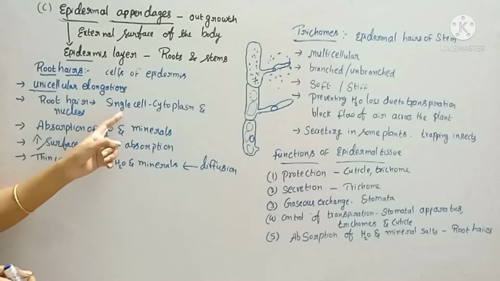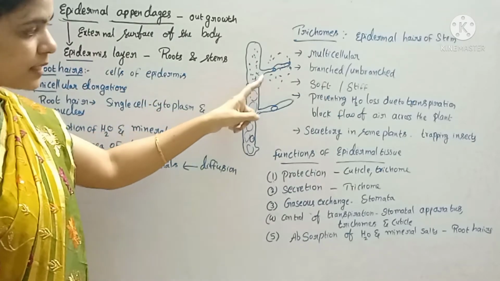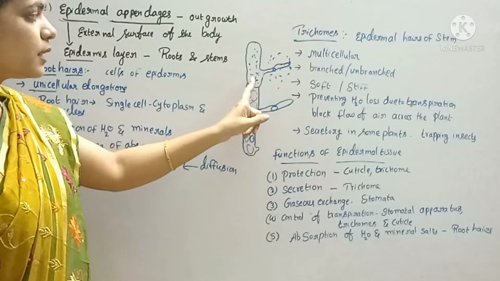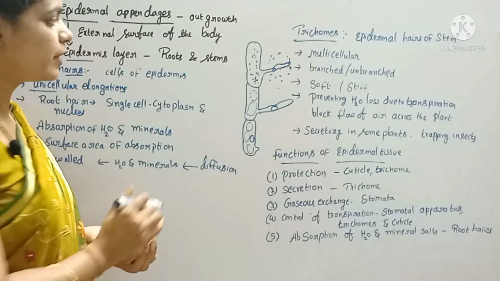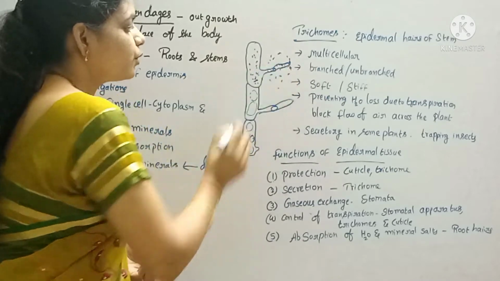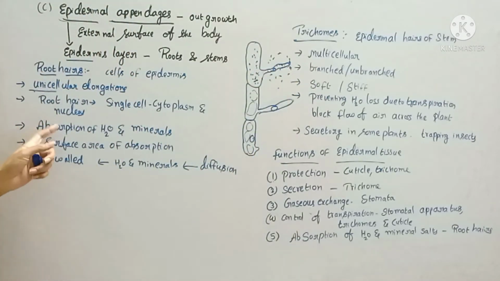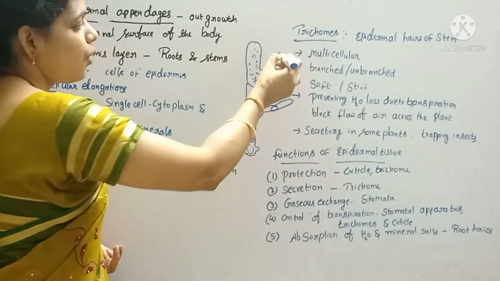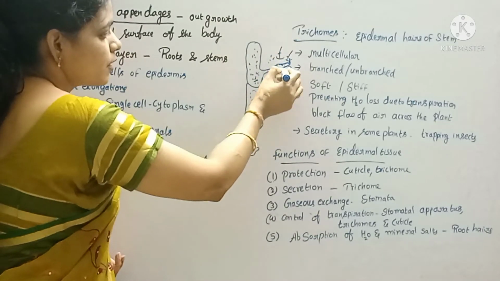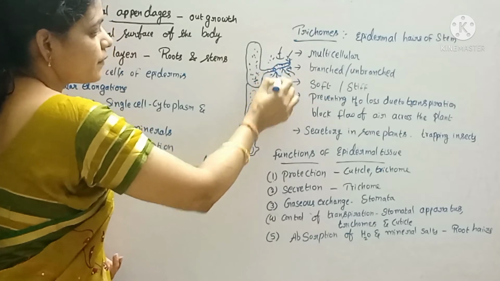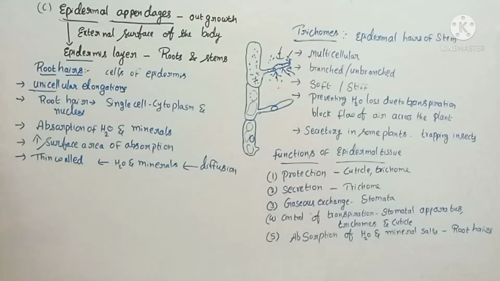And these are unicellular and they consist of cytoplasm, and a nucleus is also present in them. And the function of the root hair is that they help in the absorption of water and mineral salts from the soil. What is the function of the root hair? They help in the absorption of water and mineral salts from the soil.